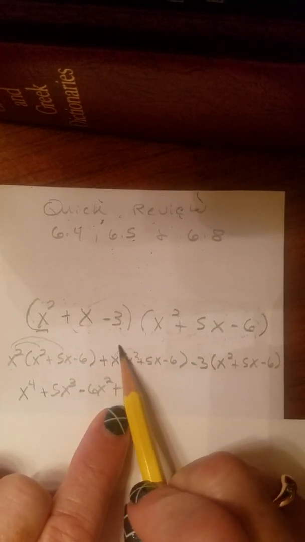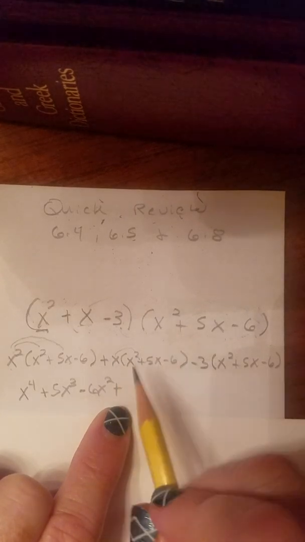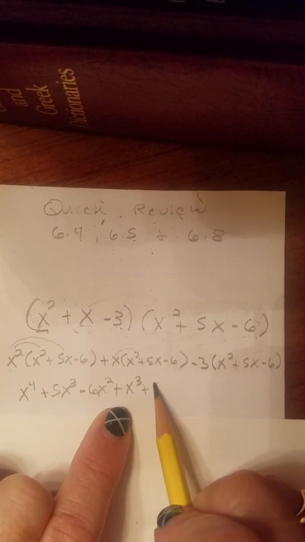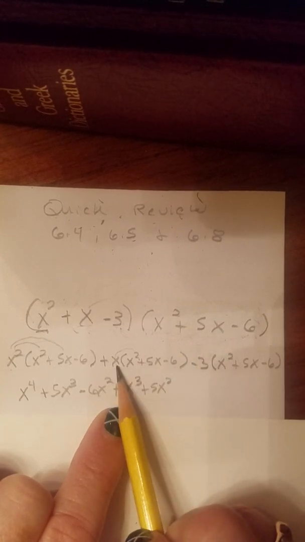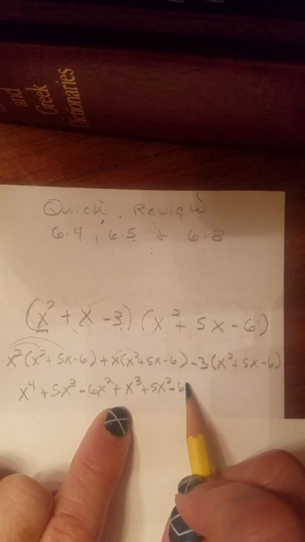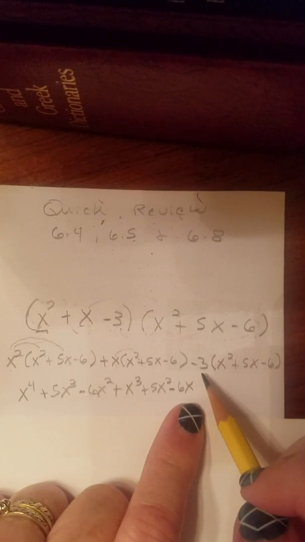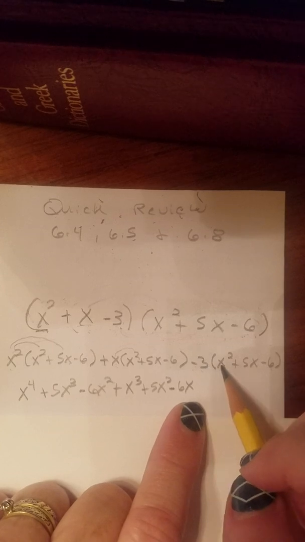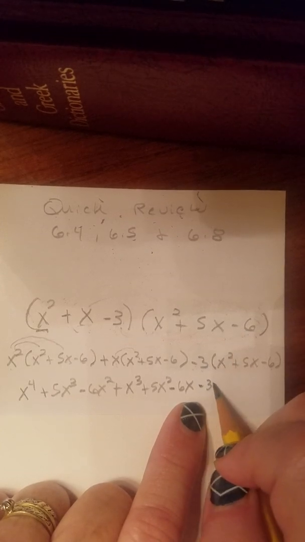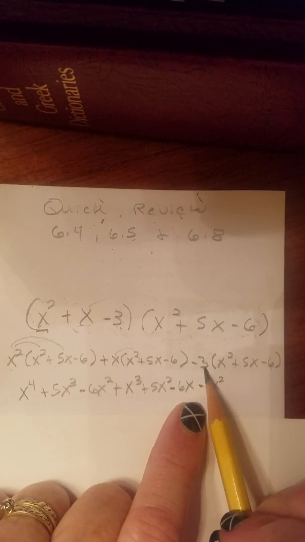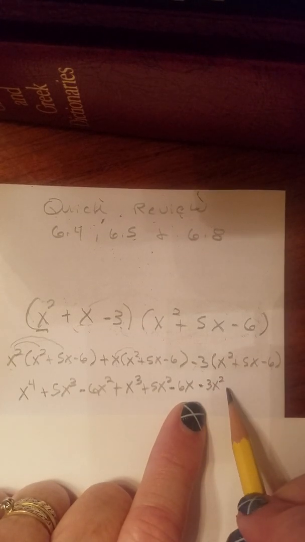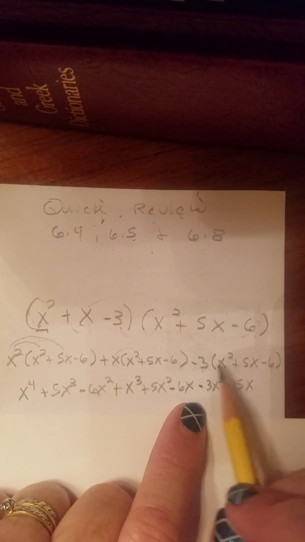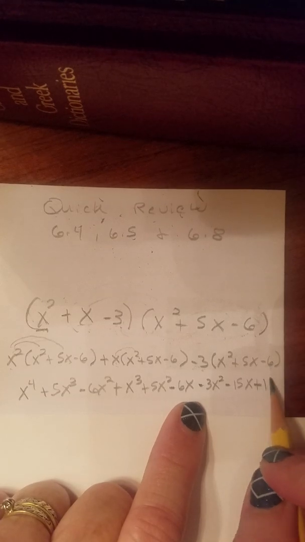We're going to distribute this x to this trinomial. So x times x squared is x cubed. x times 5x is 5x squared. And x times a negative 6 is a negative 6x. And now we're ready to distribute this. Remember, it is a negative 3. So you're going to take negative 3 times x squared and get negative 3x squared. And again, negative 3 times a positive 5x is going to give you a negative 15x. And a negative 3 times a negative 6, negative times a negative, is going to give me a positive 18.